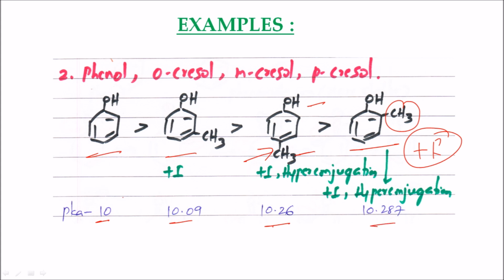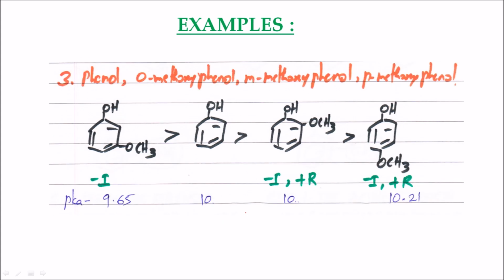So the values are increasing, right? If the values of pK are increasing, then the values of K will be decreasing. Okay, and if the value of K is decreasing, we can say there is a decrease in acidic strength. Okay, this is the second example. Now the third example, I have taken the methoxy derivative of phenol with phenol.